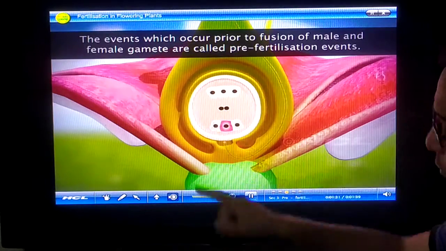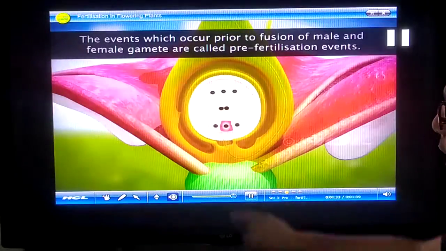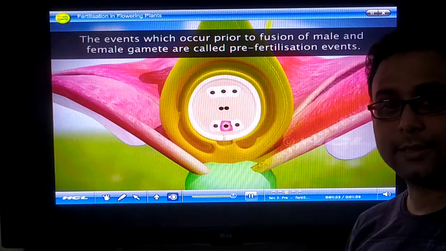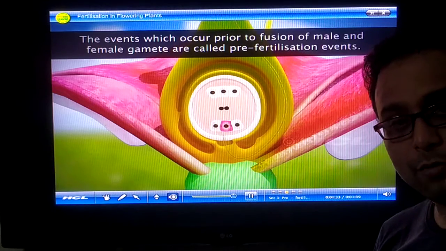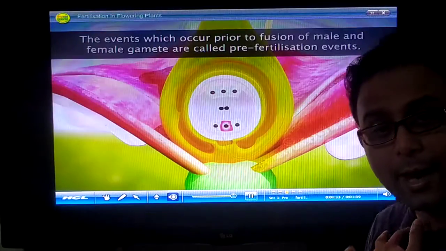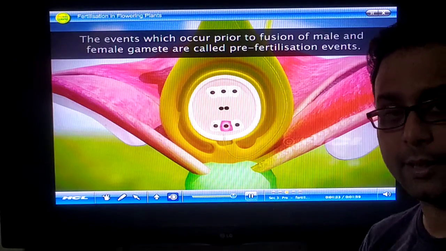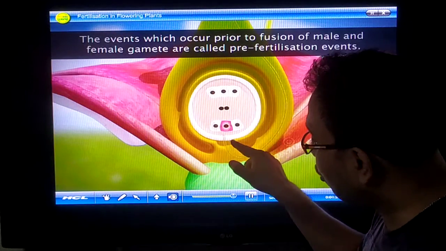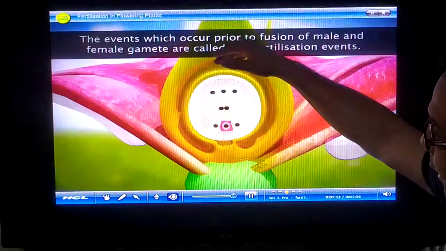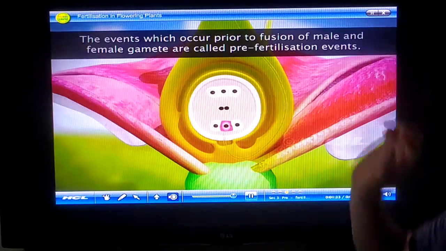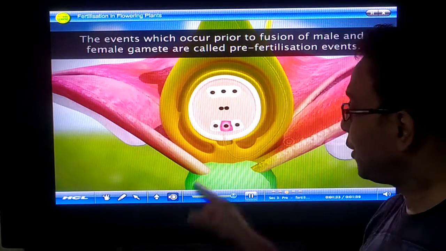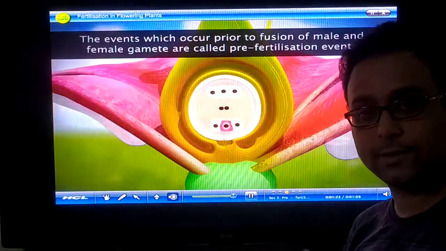Now the pollen tube enters the ovule, and inside the ovule you can observe the embryo sac. The embryo sac is a 7-cell, 8-nucleated structure. The structural point from where the pollen tube enters is called the micropylar end. Opposite to the micropylar end is called the chalazal end. In the micropylar end, you can observe 3 cells.